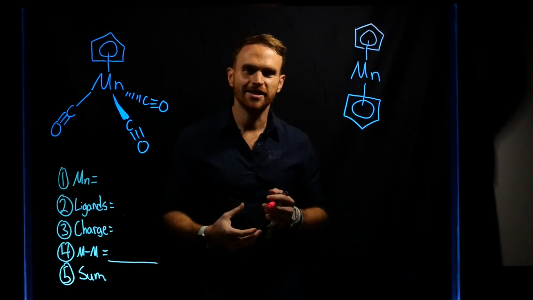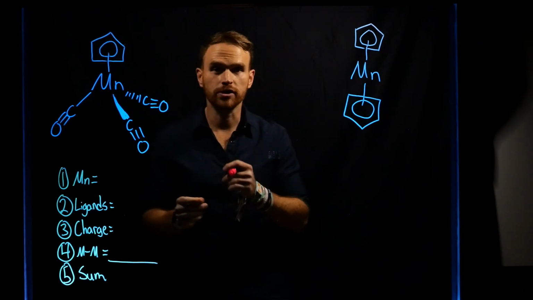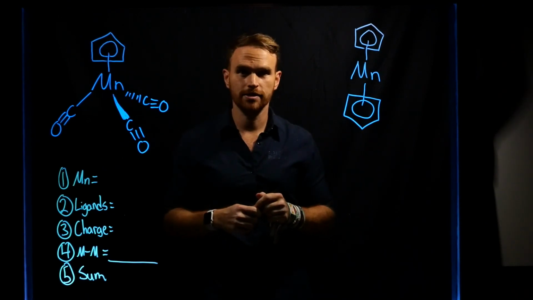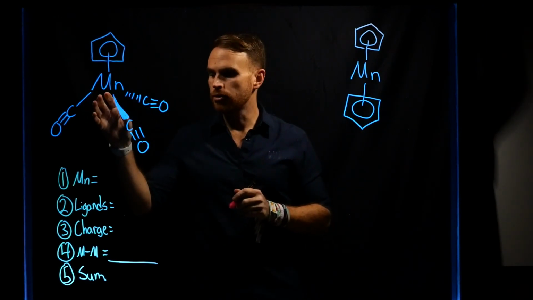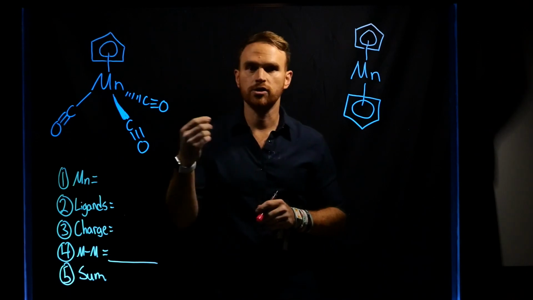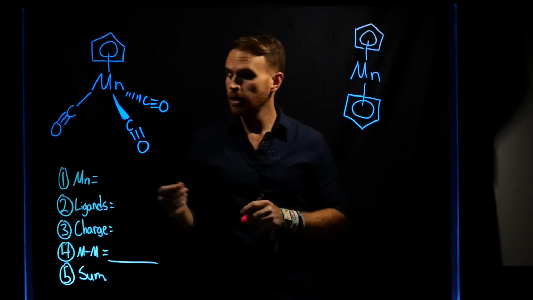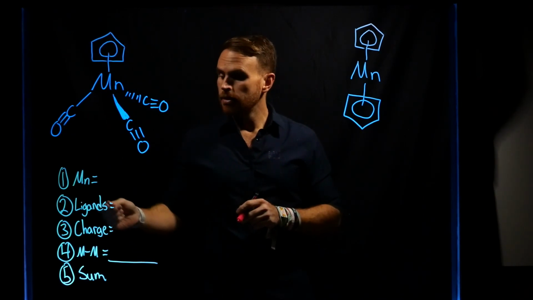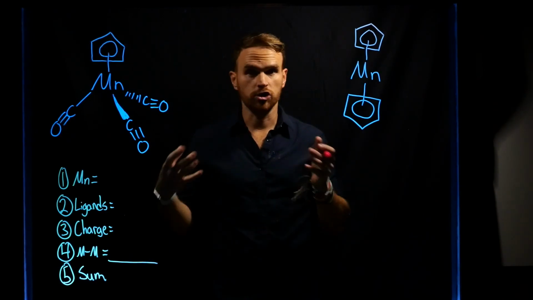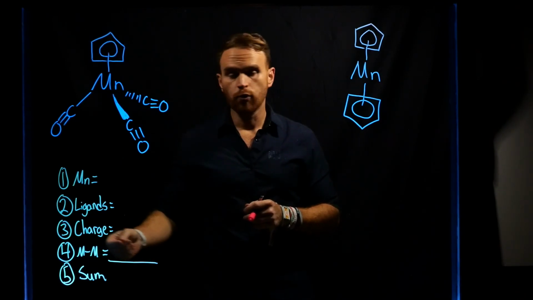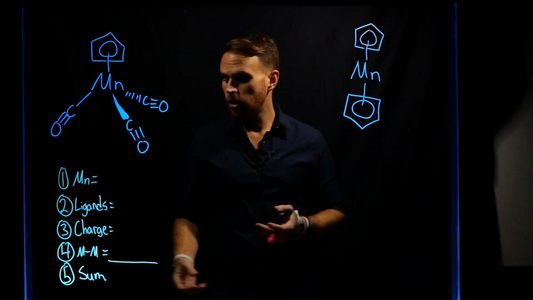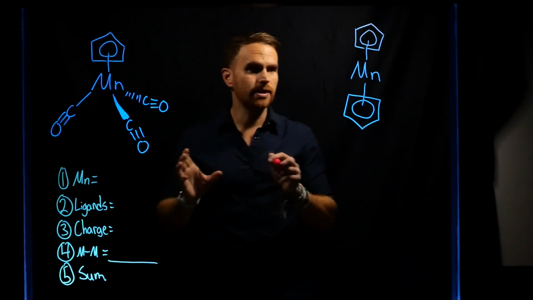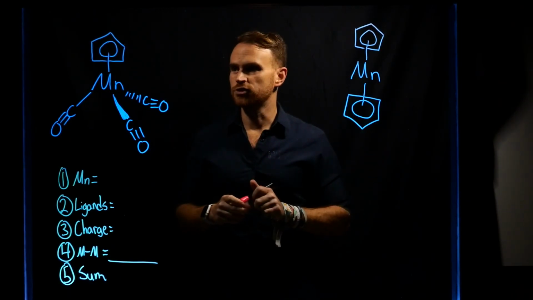Now let's put all this together and see if you can count the total number of electrons for these 2 complexes. So remember that the first step is to determine the total number of valence electrons for the metal. The second step is to figure out the electron contribution from the ligands. The third step is to determine if there's a charge to account for. The fourth step would be to see if there's a metal-metal bond, and then finally take the sum of all of those.